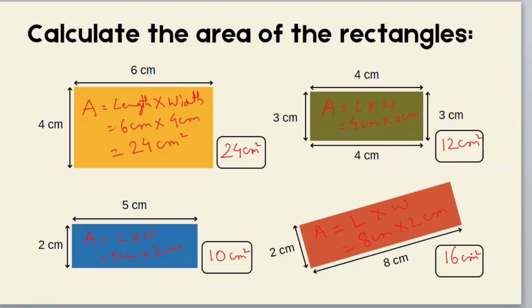I hope you understand what the formula is for finding the area of the rectangle. First, we found the area by counting the squares. Then we learned the formula, what's the formula for the area of the rectangle, and then we found the area. I hope both ways are clear to you. Now let's go and see how we can find the area of the square.